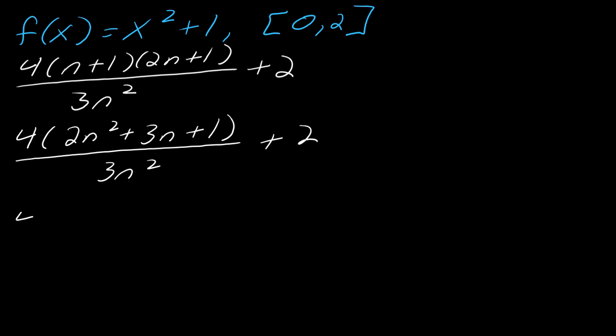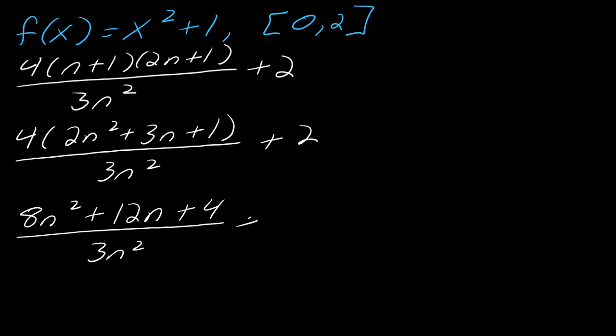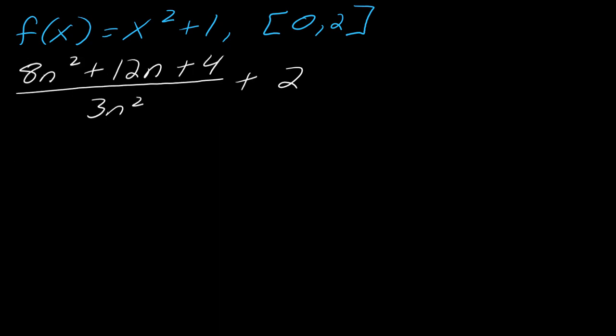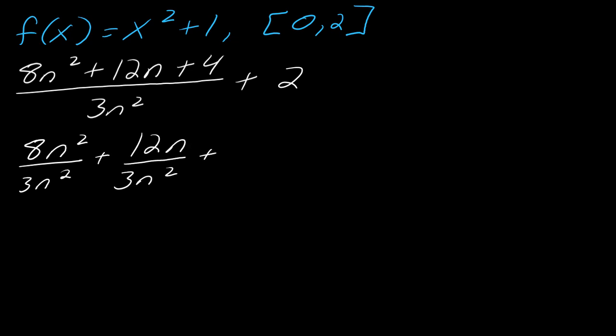And then I can distribute. So this will finally be 8n squared plus 12n plus 4, all of this over 3n squared, plus 2. And now the last thing that I want to do is break this up. So I'll clear some space one more time. Now I'm going to break this fraction into pieces. So this is 8n squared over 3n squared. This is 12n over 3n squared. This is 4 over 3n squared, all of that plus 2.